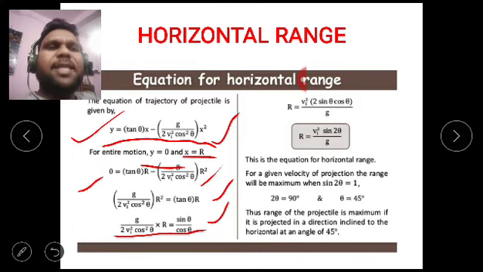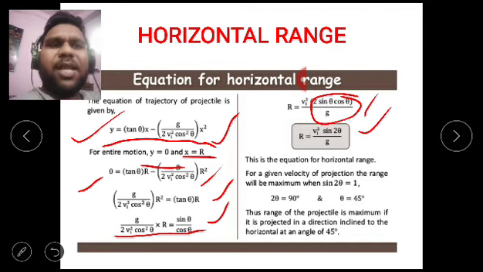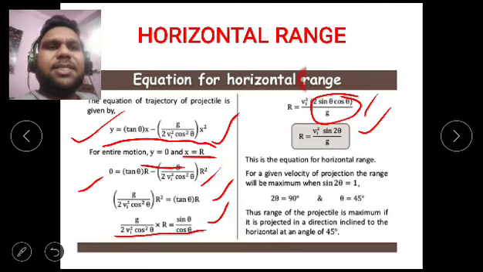Further solving by rearranging the terms, you will get r is equal to v square 2 sin theta cos theta upon g. Okay, and as we know that sin 2 theta is equal to 2 sin theta cos theta, directly replacing 2 sin theta cos theta with sin 2 theta, we will get r is equal to v square sin 2 theta upon g. So r is equal to v square sin 2 theta upon g. This is the equation for horizontal range.